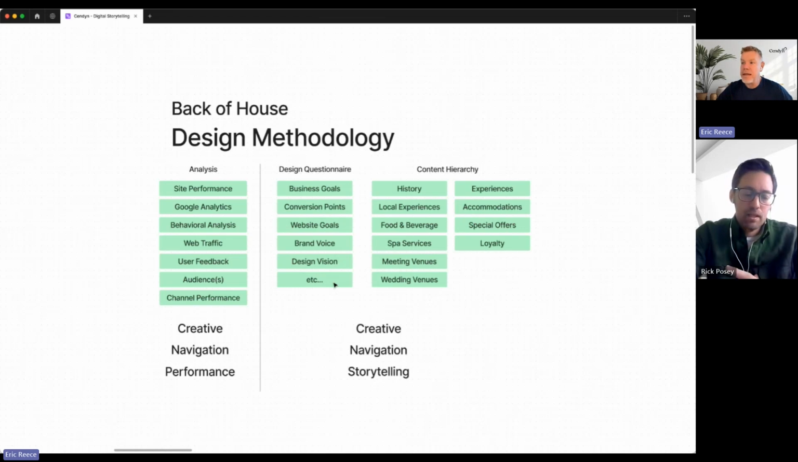And in terms of getting to this next bucket here, the content hierarchy, if we take all of that information from the design questionnaire and we have a nice, honest conversation with our clients about what their goals are for their website, we've got the data to back up the decisions and the recommendations that we're going to make. We can start to build out this content hierarchy.